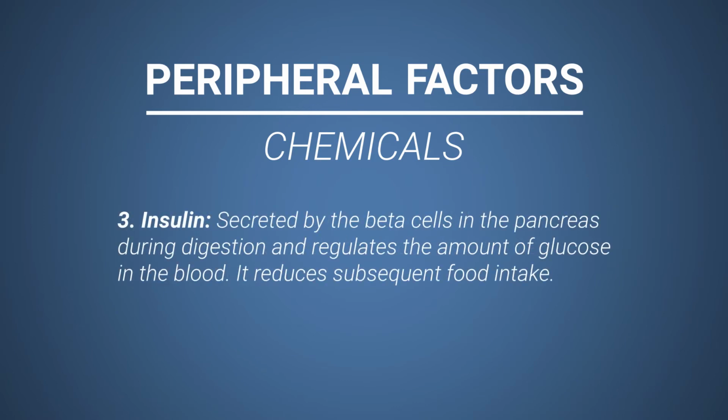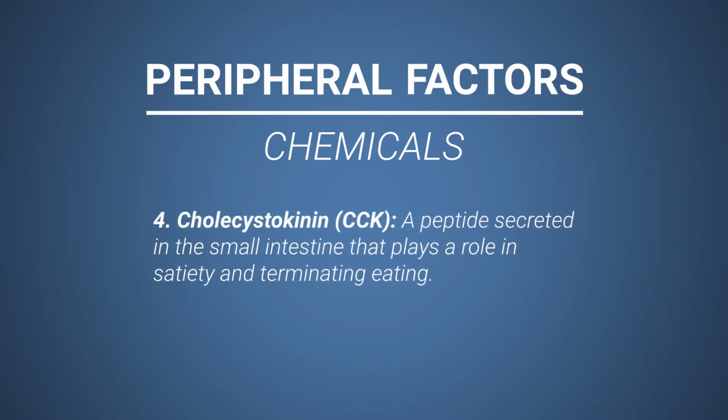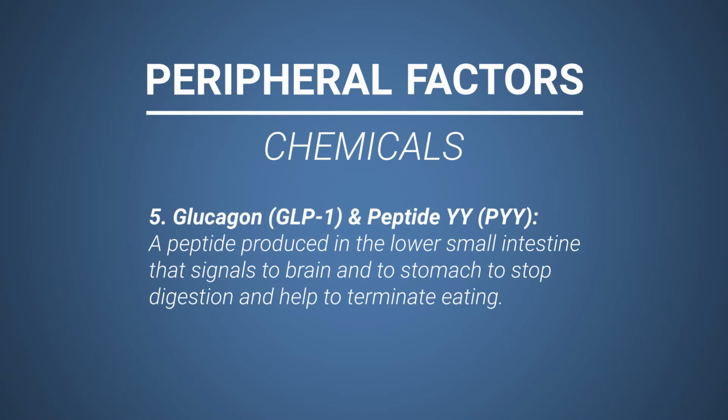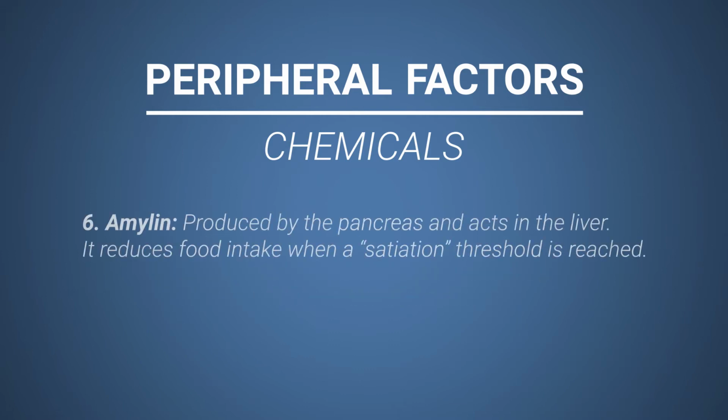Insulin is the next chemical. Insulin is secreted by the beta cells in the pancreas during digestion. It reduces subsequent food intake. Cholecystokinin, or CCK, is a peptide secreted in the small intestine that plays a role in satiety and terminates eating. Glucagon and peptide YY are both peptides produced in the lower small intestine. They signal the brain and the stomach to stop digestion and help to terminate eating. Amylin is the final chemical. It is produced by the pancreas and acts in the liver. It reduces food intake once a satiation threshold has been reached.